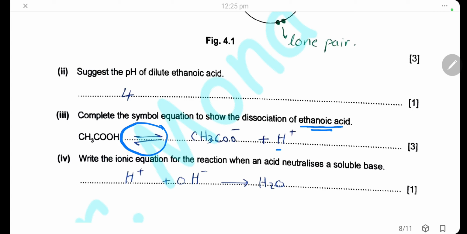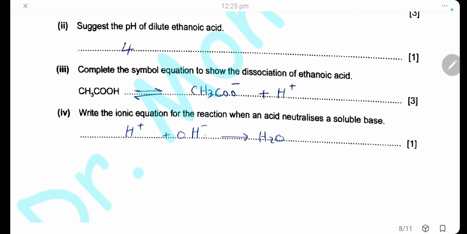We have protons, and the rest will be the negative ion, CH3COO-. This is the negative ion, and the proton is the positive ion. Here the equation is for 3 marks. Again, 1 mark will be for the correct formula of the ion, the second mark will be for the correct charges, and the third mark will be for the reversible arrows.